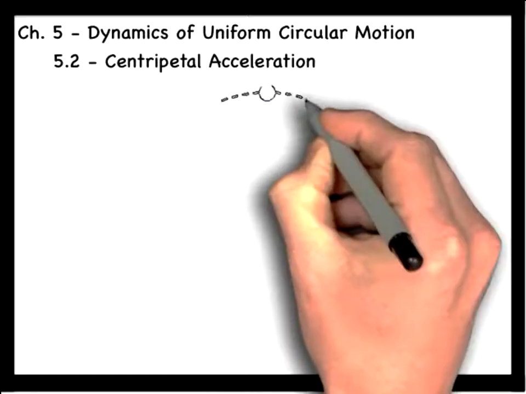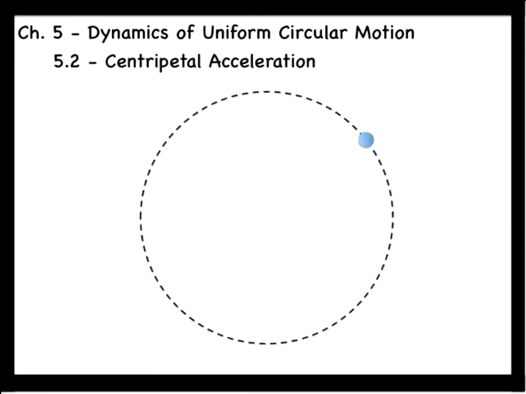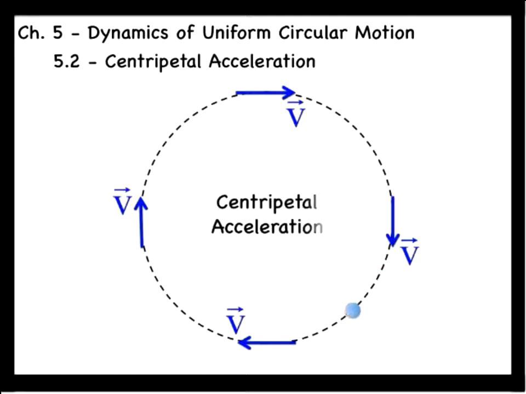In the previous section, we introduced uniform circular motion, where an object is moving on a circular path at constant speed. And although the speed of the object is constant, its velocity is not, as it continuously changes direction as the object moves around the circle. Since the velocity is changing, the object is accelerating. Notice in the figure how the velocity vector has different directions at different times.